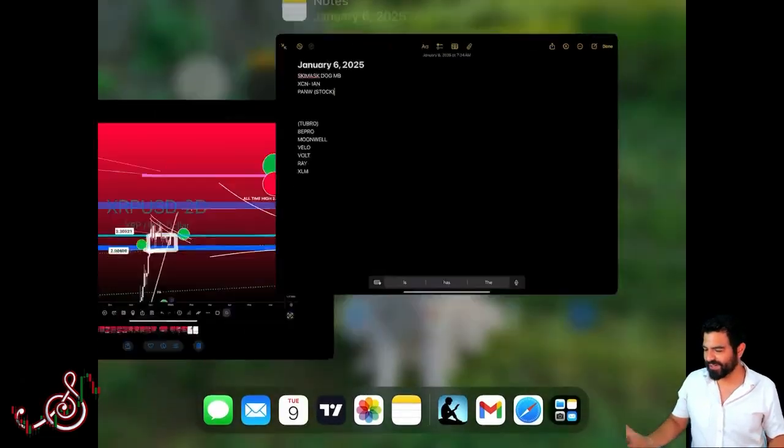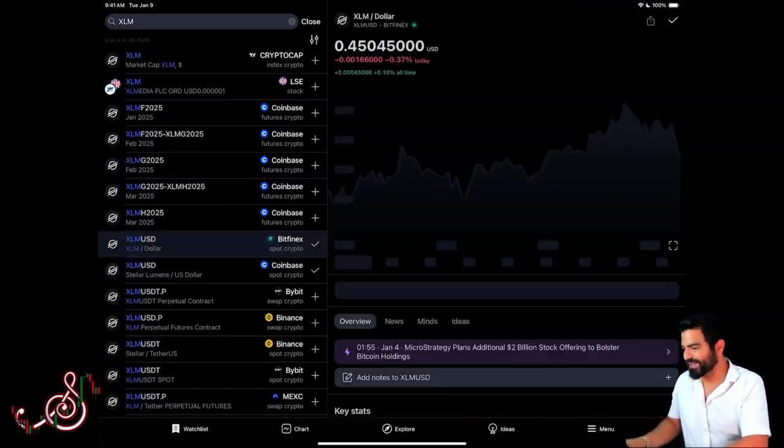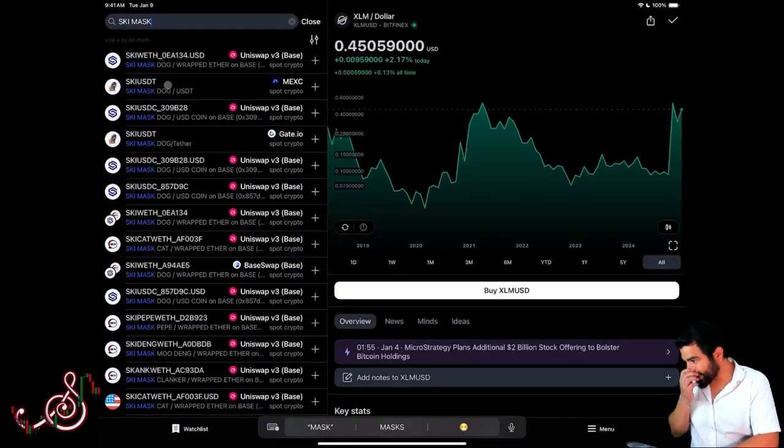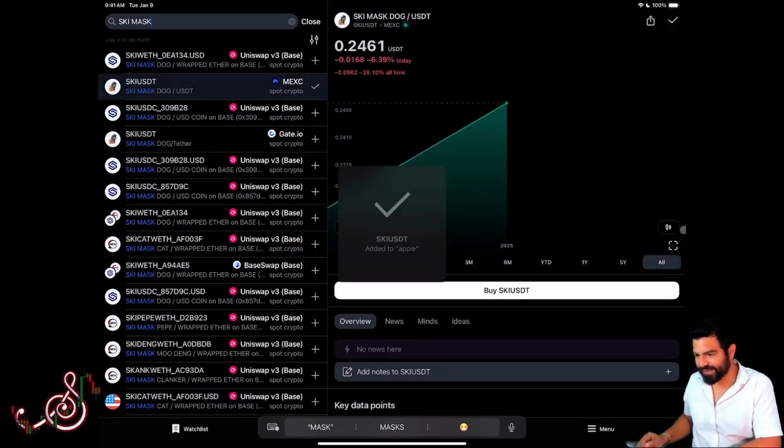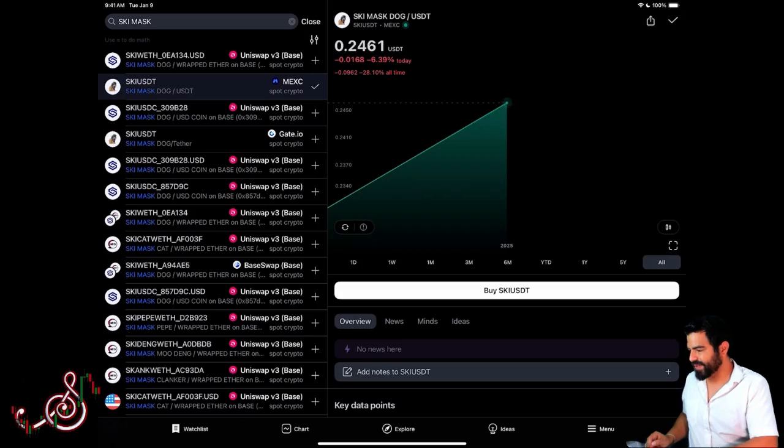All right, let's look at some crypto. Ski Mask Dog. Okay, so Ski Mask Dog, it looks like it's going to be SKIU. Let's look at it on MEXC. The price is around 24 cents. This is a fairly new one. Looks like it's fairly new.